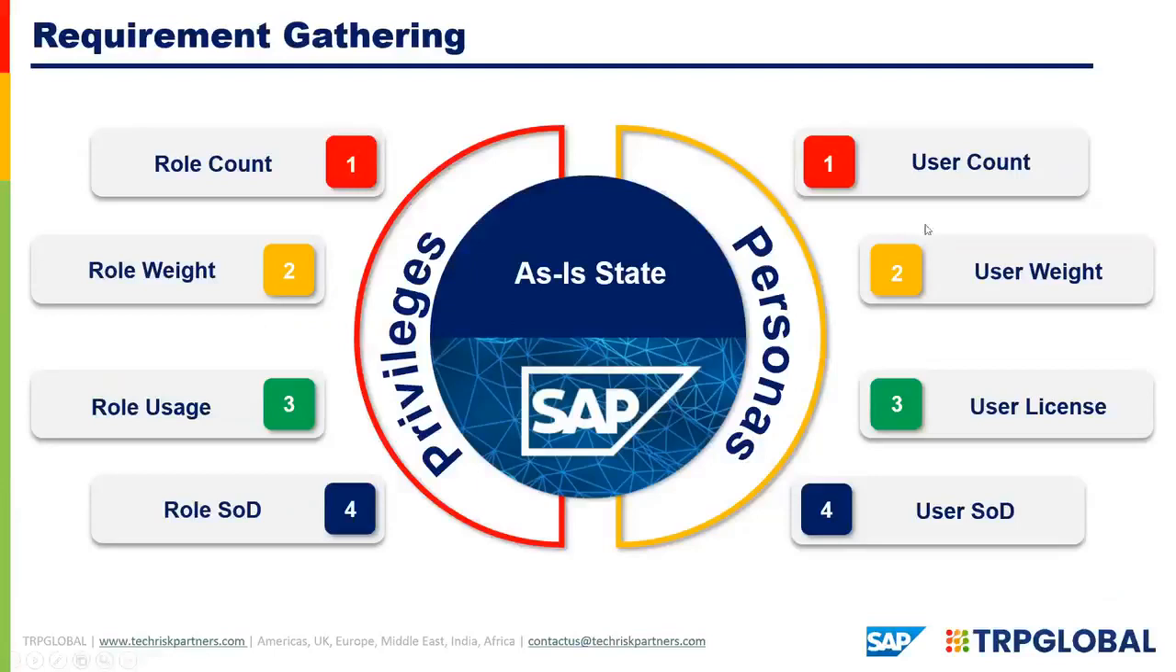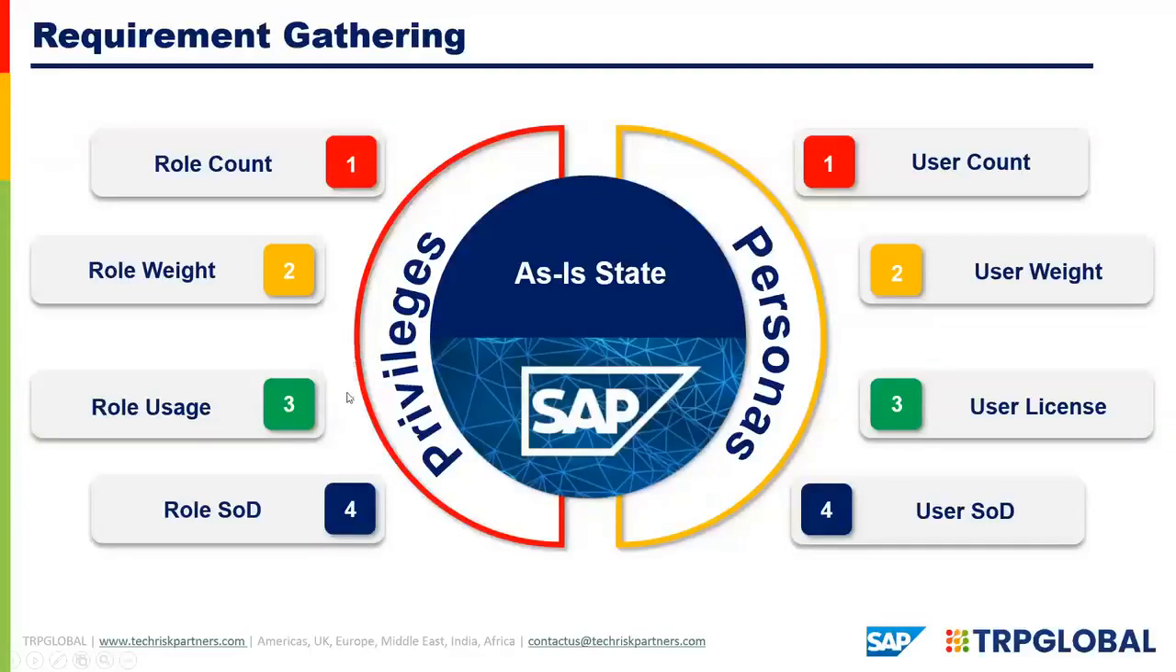Similar things also go with the user weight. How many roles are assigned at the user level? It should not happen that one user has got only one or two roles and the other user has got 5,000 roles assigned or 1,000 roles assigned. So there should be an ideal weightage given at the user and the role level.